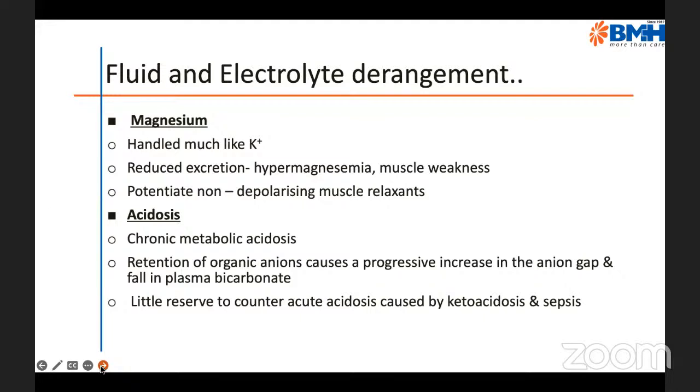Usually the patient has chronic metabolic acidosis, because there is a retention of organic anions causing a progressive increase in the anion gap and a fall in plasma bicarbonate. The implication for anesthesiologists is that there is little reserve to counter acute acidosis, which occurs with ketoacidosis or sepsis.